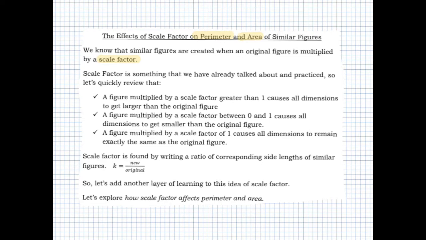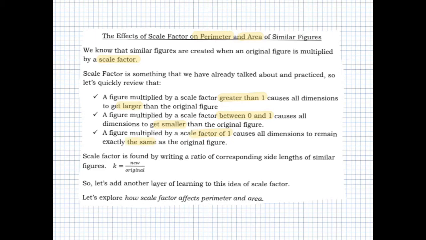A figure multiplied by a scale factor greater than 1 causes all dimensions to get larger than the original figure. A figure multiplied by a scale factor between 0 and 1 causes all dimensions to get smaller than the original figure. A figure multiplied by a scale factor of 1 causes all dimensions to remain exactly the same as the original figure.